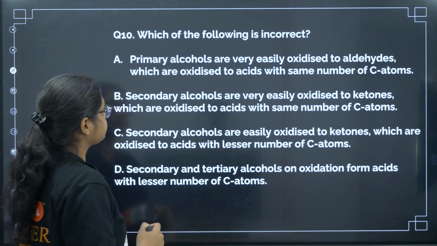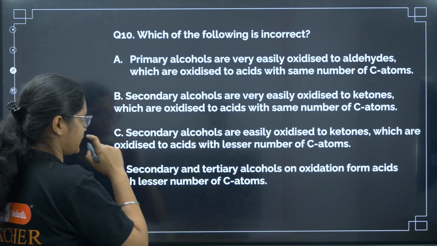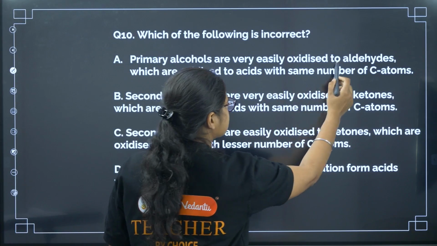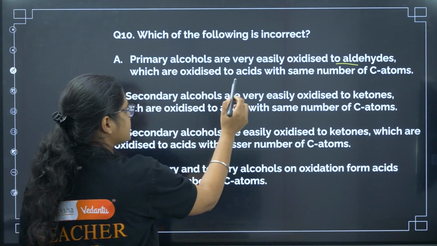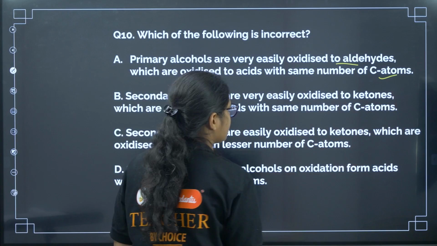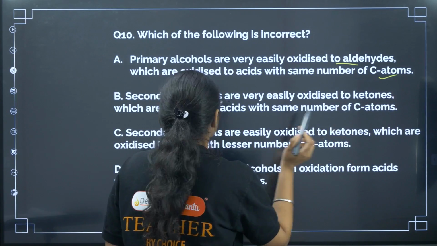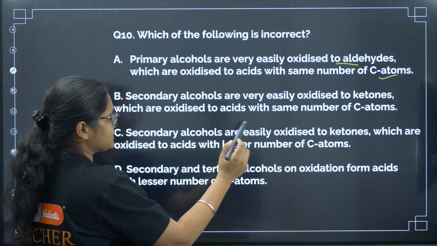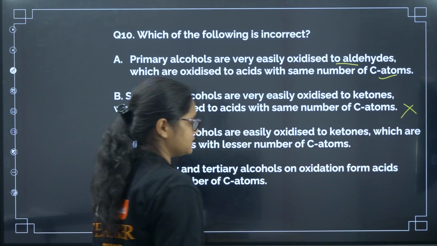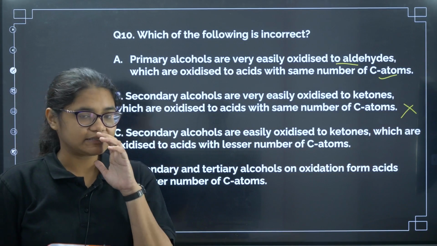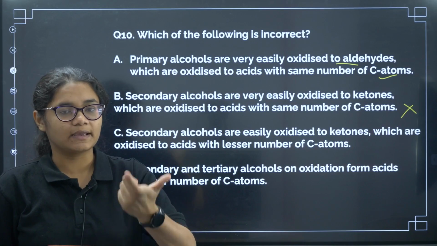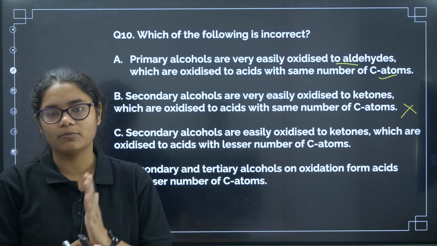Next, which of the following is incorrect? Primary alcohols are easily oxidized to aldehydes, which are oxidized to acids with the same number of carbon atoms. Yes, this is correct. Secondary alcohols are very easily oxidized to ketones, which are oxidized to acids with the same number of carbon atoms. This is incorrect. Once the ketone is formed, we cannot oxidize it to a carboxylic acid with the same number of carbons. The carbon-carbon bond has to break.